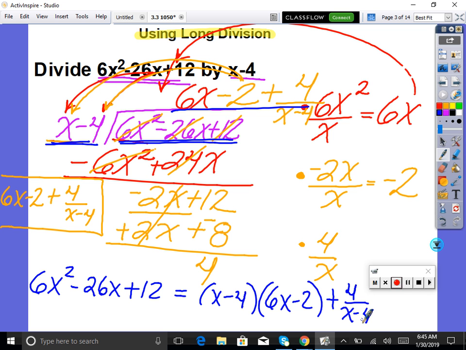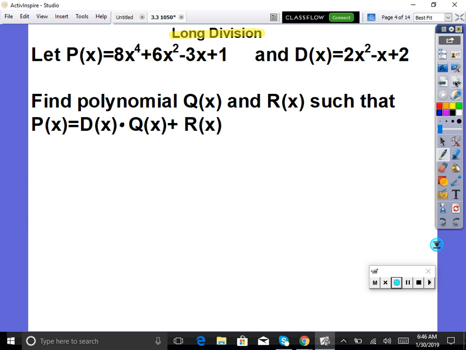I'm just showing you because they might ask you, like in the next example. They'll sometimes show you the format they want you to write it in. So our answer right here just said divide. This would be our answer. Okay, let's do another one.